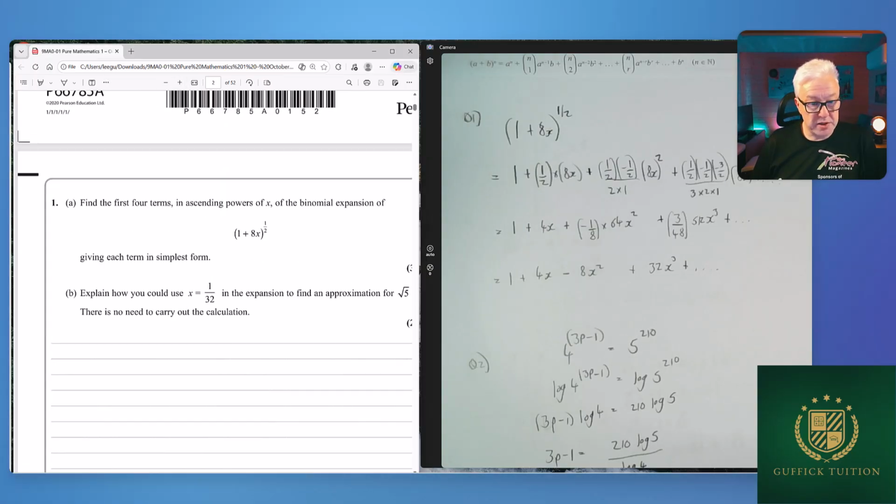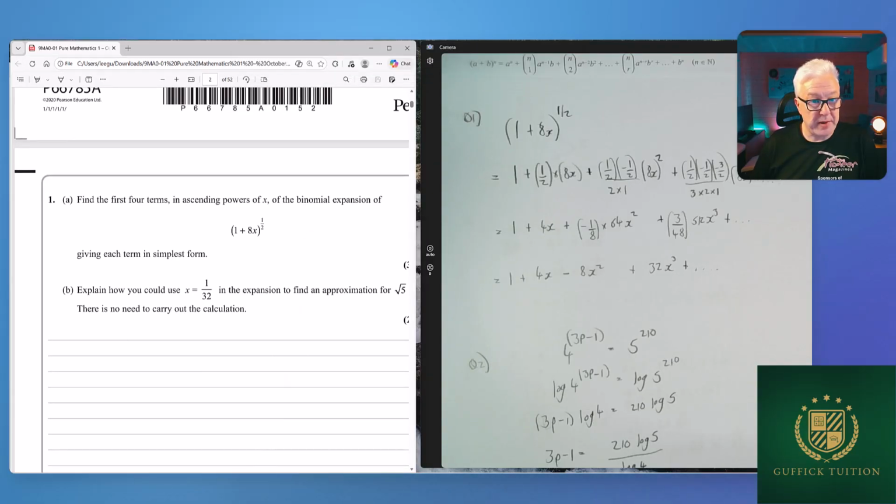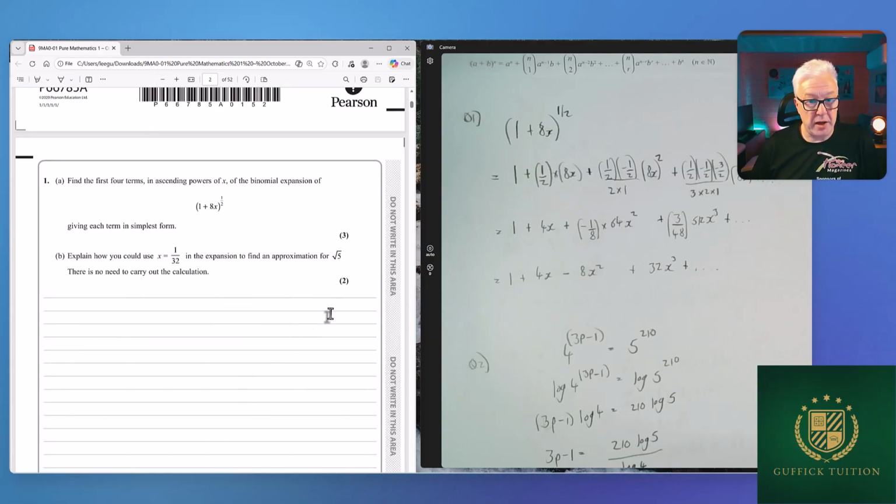It says find the first 4 terms in ascending powers of x of the binomial expansion of 1 add 8x to the power of a half. Okay, right, let's have a look at that.